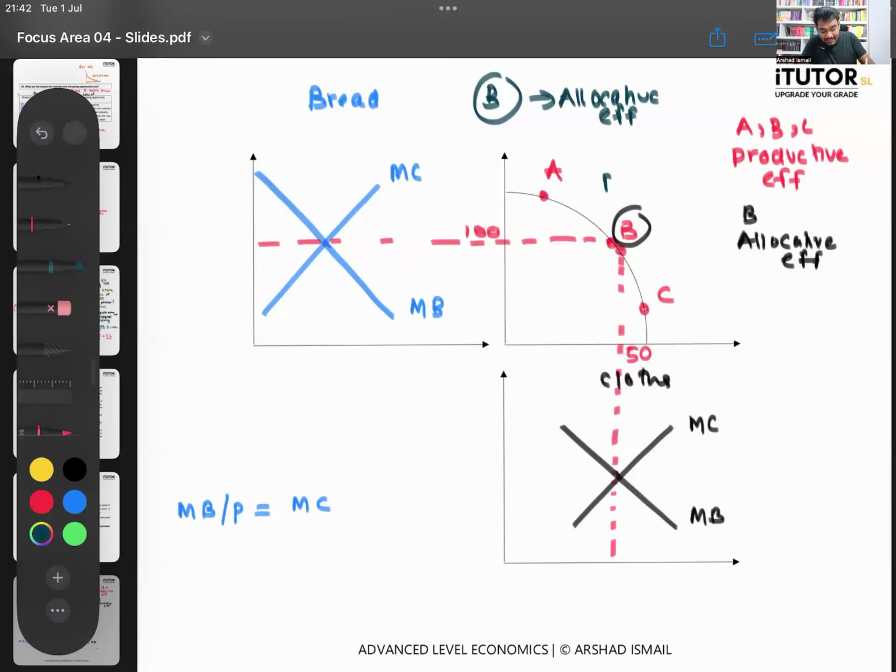Remember, this is the PPC. Only this one is the PPC. The diagram on the left and the diagram on the bottom are not PPCs. Those are marginal benefit, marginal cost curve diagrams. So this axis is quantity, and this is the marginal benefit / marginal cost axis. Okay. So B is the point at which you have economic efficiency.